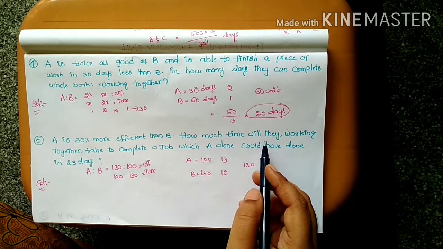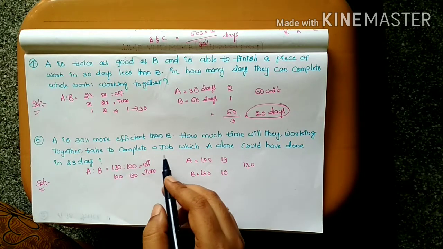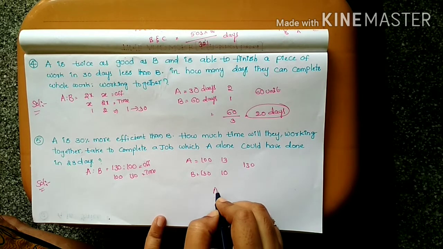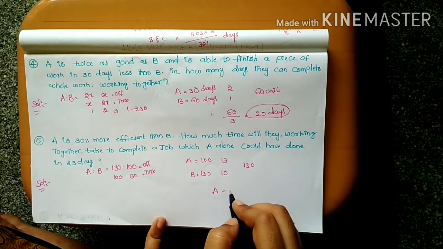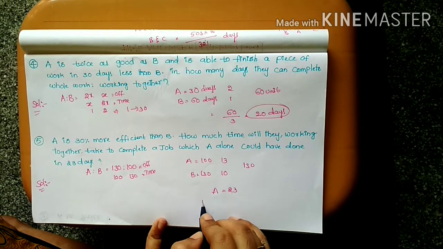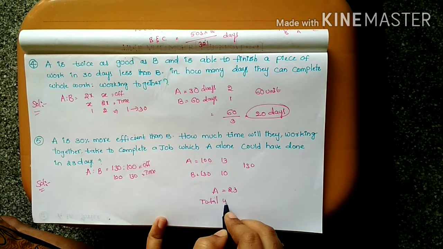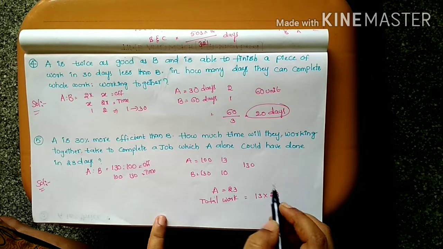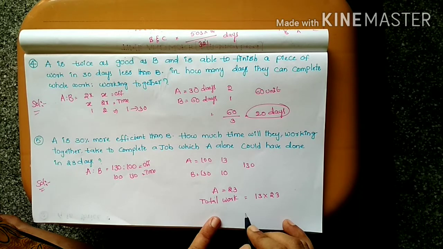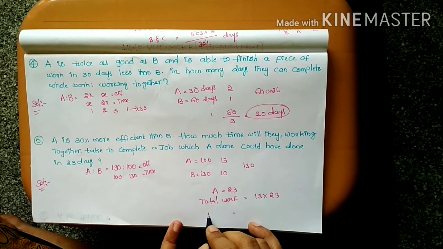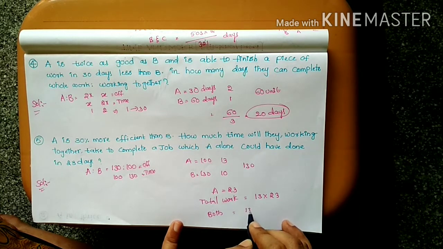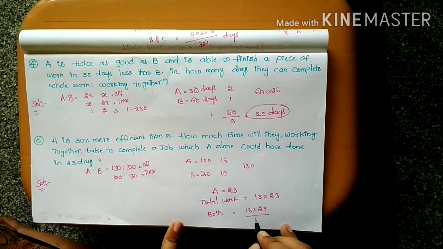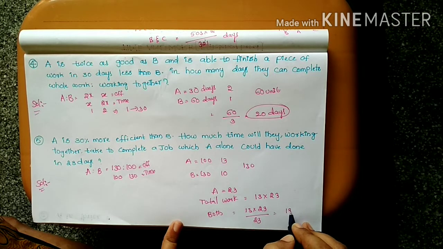LCM 130: 13 times, 10 times. How much time will they take working together to complete a job which A alone does in 23 days? So total work is equal to 13 into 23. Both working together, how many days? Both is equal to 13 into 23 by 10 plus 13, so 23. That is equal to 13 days.